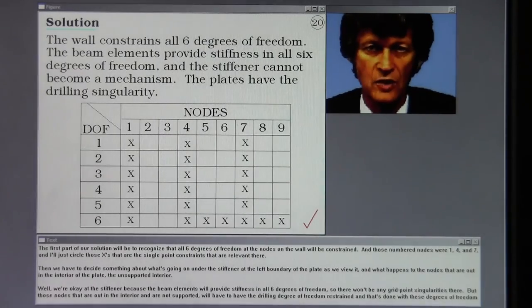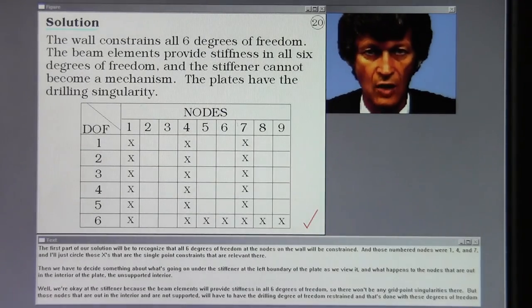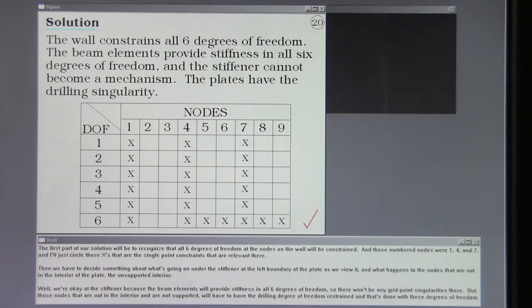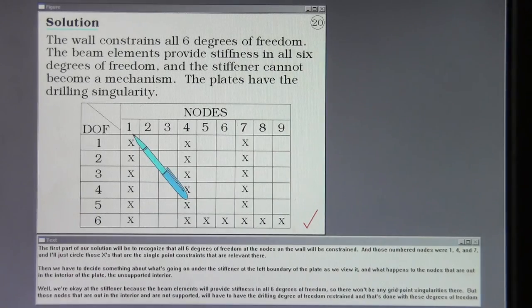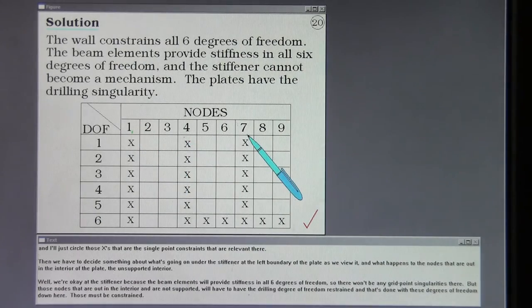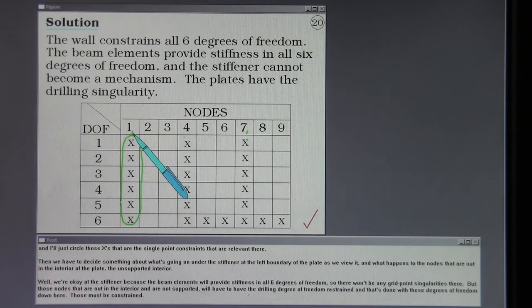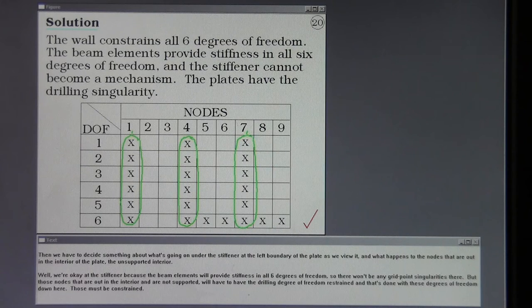The first part of our solution will be to recognize that all 6 degrees of freedom at the nodes on the wall will be constrained. And those numbered nodes were 1, 4, and 7. And I'll just circle those X's that are the single point constraints that are relevant there. Then we have to decide something about what's going on under the stiffener at the left boundary of the plate as we view it.